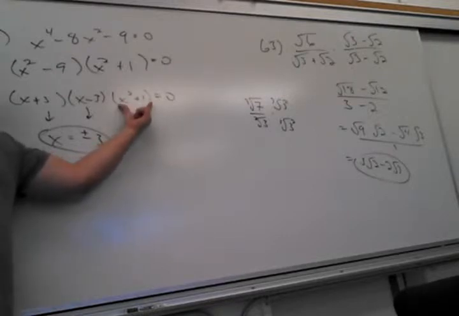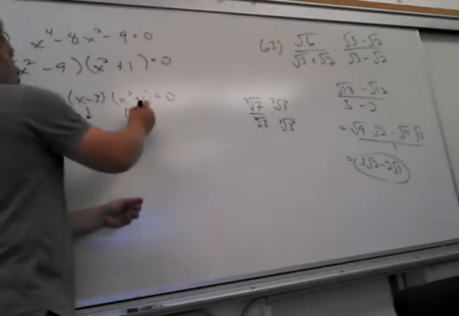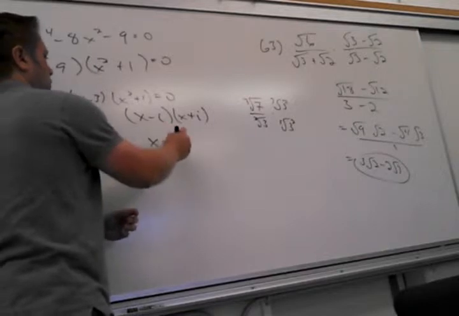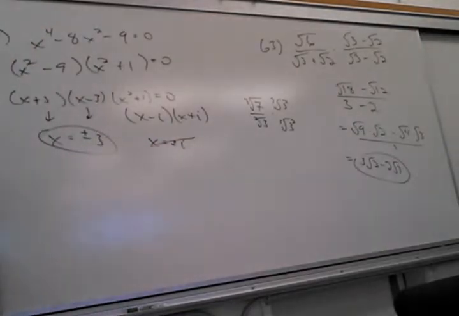You can't factor this over real numbers, because it's a plus. You could factor it over complex numbers. So x equals plus or minus i, but you don't have to put that down. If you do, I'm not going to count it wrong, but they did say just find all real solutions.